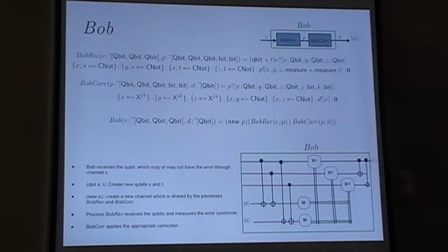Next, after the error, Bob receives the qubit through the channel C, and similar to the noise process, the process Bob is split into two sub-processes, Bob rec and Bob core. Bob rec possesses two qubits S and T, received from the noise process, and does a series of mathematical operations on the qubits to determine whether there is an error present or not. Based on the values of S and T, it does a measurement and sends those values to Bob core.